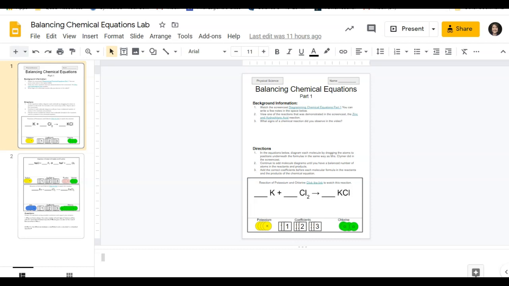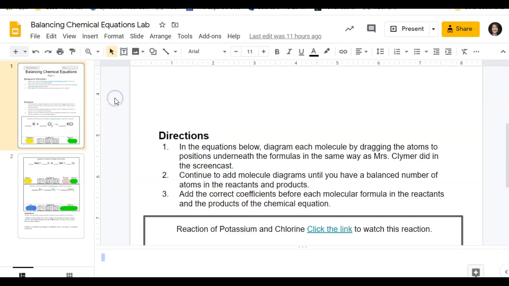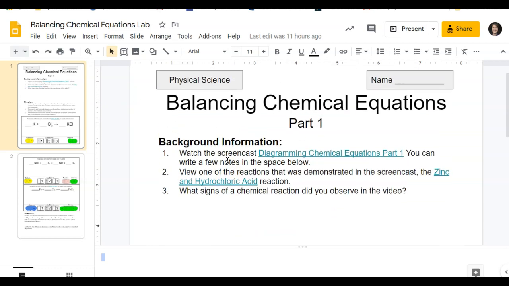Let's go over how to do the Balancing Chemical Equations lab. First, open the link to the lab, and you'll see the worksheet looks pretty small. So I'm going to go over here. This is the magnifying glass, and I'm going to choose to make this larger so I can read it better.